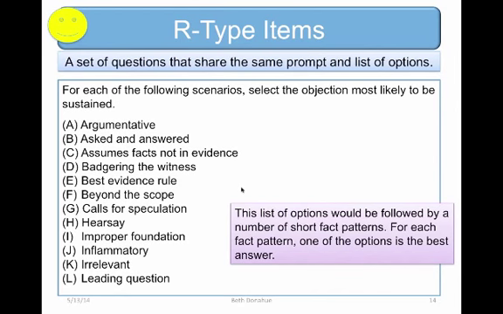R-type items is where you have a whole set of questions that share the same prompt and list of options. So in this case, the prompt could be, for each of the following scenarios, select the objection most likely to be sustained. And then you can have as long a list as you like with all of the different objections. This prompt and set of options would remain the same, and you'd have a whole number of fact patterns following. And then for each fact pattern, one of these options is going to be the best answer.